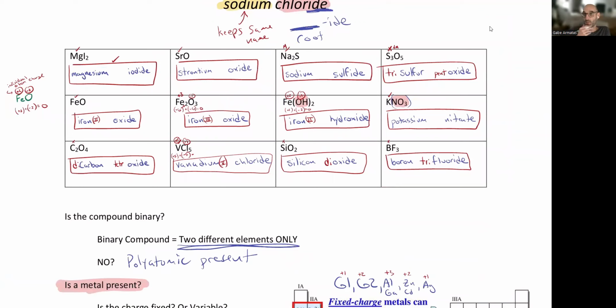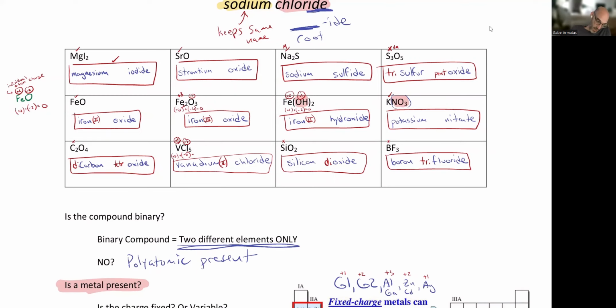Okay, we've named everything. Again, first one keeps the name, second one gets an IDE ending. If we ever see a polyatomic, we just name it what it's named. If it's a metal, if it's fixed, we're done. If it's a variable metal, determine the charge and add a Roman numeral to tell the reader what the charge is. And if it's all nonmetals, just prefixes, and that's it.